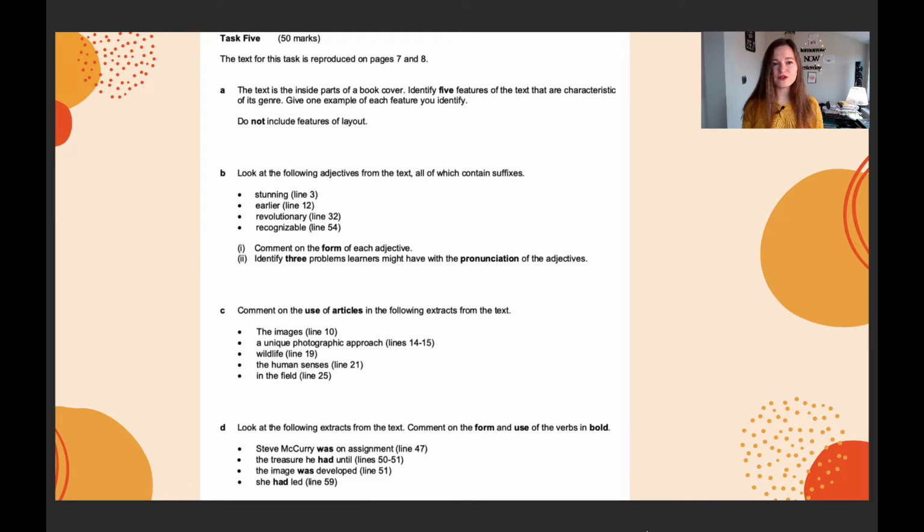So we have 4 parts: A, B, C and D. In A, you're expected to identify 5 features of the text that are characteristic of the genre. Give one example of each feature you identify. And you can't include features of layout in this particular context. Let's do one task after another.